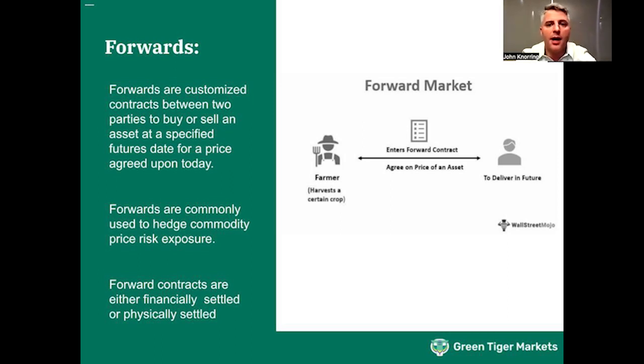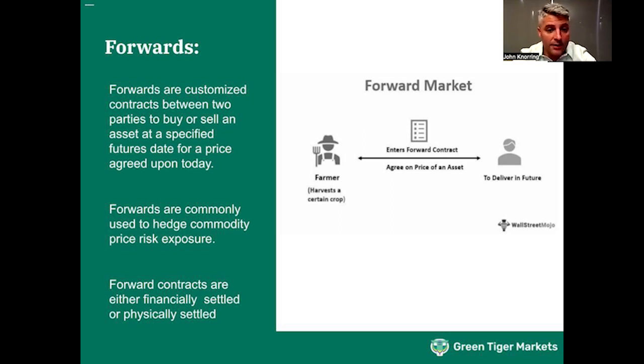Okay, so we're going to get into the topic of forwards now. Forwards are the products that are currently available on the Green Tiger Markets platform. Forwards are customized contracts. It's important that they're customized between two parties to buy or sell an asset at a specific future date for a price agreed upon today. Forwards are the most common tool used in global commodities markets to hedge commodity price risk exposure.